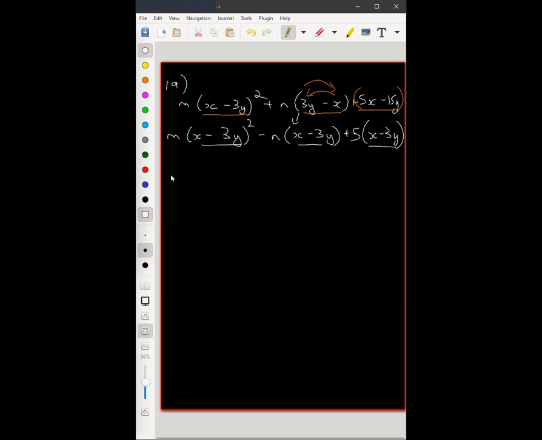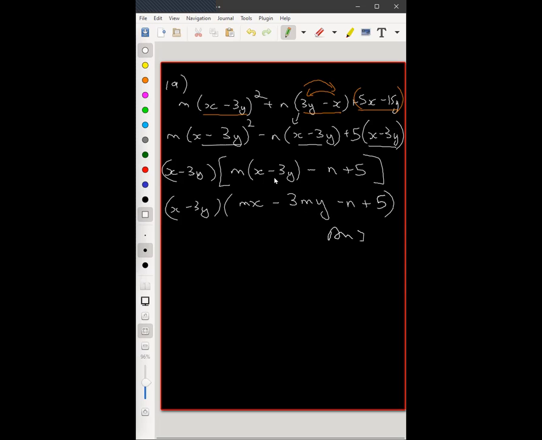Okay, continue. So, x minus 3y will be common. And then it will be m multiplied by x minus 3y, minus n plus 5. Okay, continue. x minus 3y multiplied by mx minus 3my minus n plus 5.